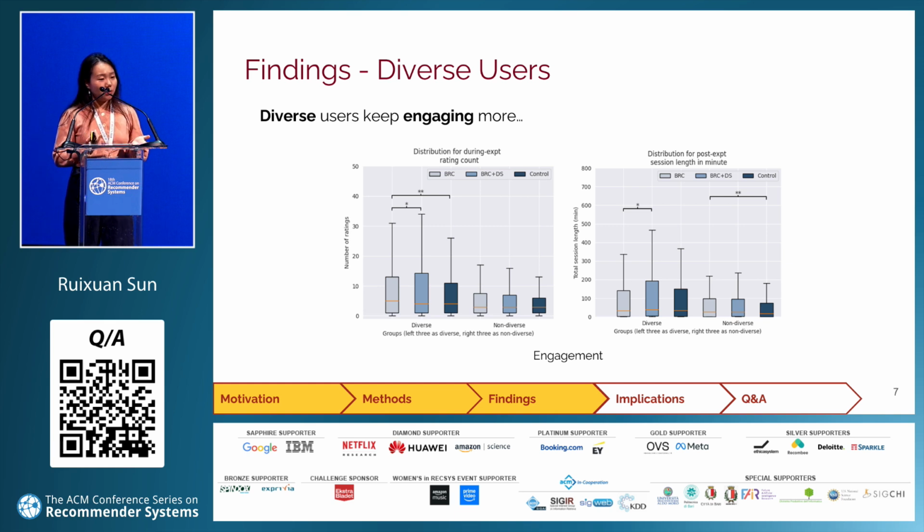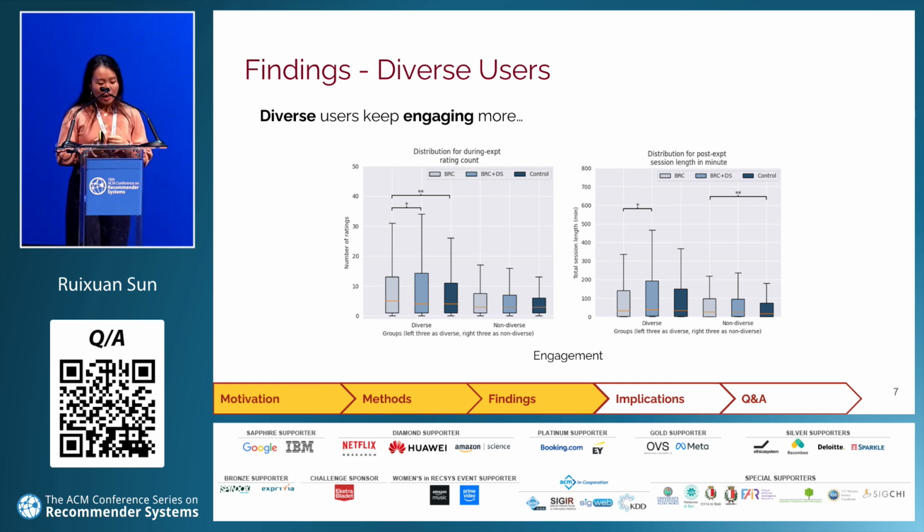So for diverse users, our findings from observing their behavior changes in a 6-week longitudinal study is that they actually keep engaging more in those 2 new interfaces. On the left side is the rating count for how many users come and give ratings during their interaction sessions with a recommender. And we see this slider interface help users give more ratings than the carousel-only interface.